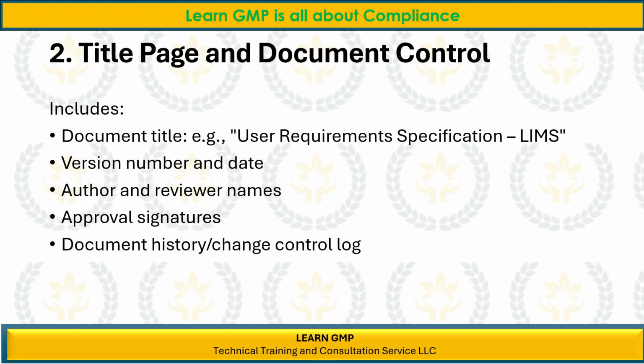Title page and document control. Includes document title, for example, User Requirements Specification, LIMS. Version number and date. Author and reviewer names. Approval signatures. Document history/change control log.